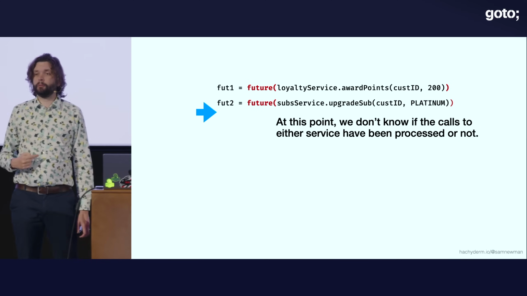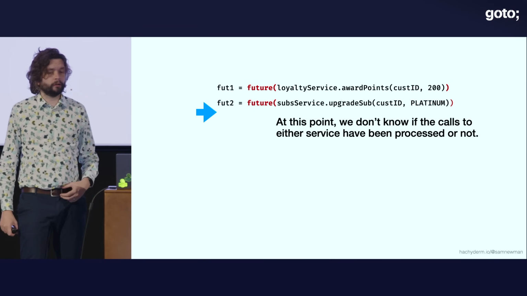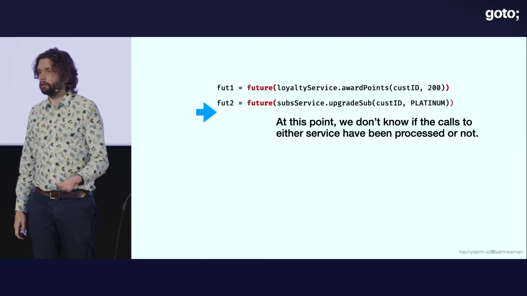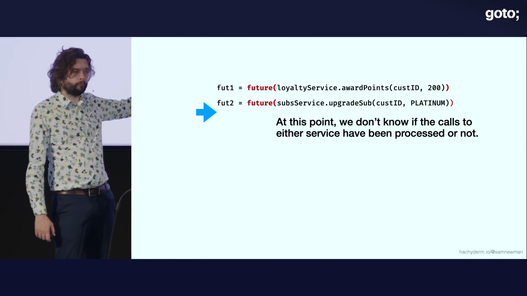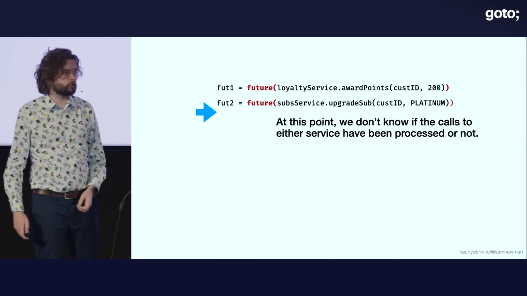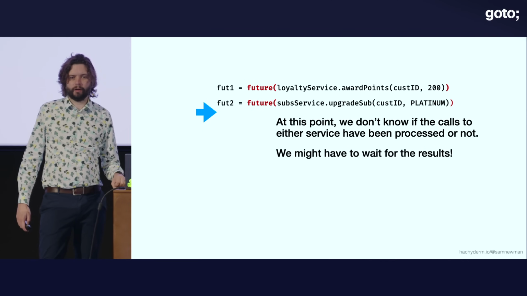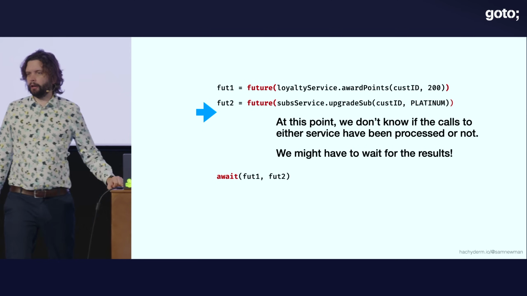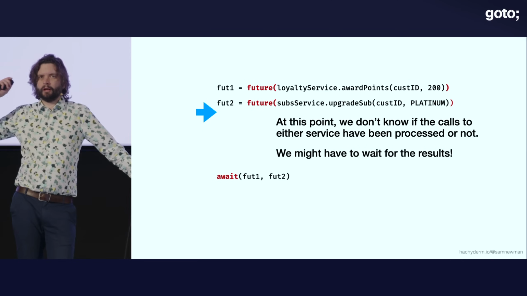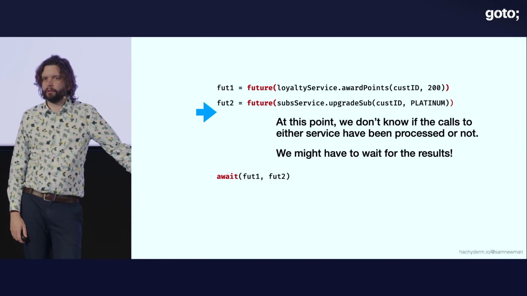If we actually need the information that comes back, we might want clarification that yes, the subscription has been upgraded, and yes, these points have been applied. Maybe to pass back success to the thing that's called our microservice, or to carry out some other operation. So we actually need to wait somewhere. And that's where we'd use something like an await. And what does an await do? It blocks and it waits.